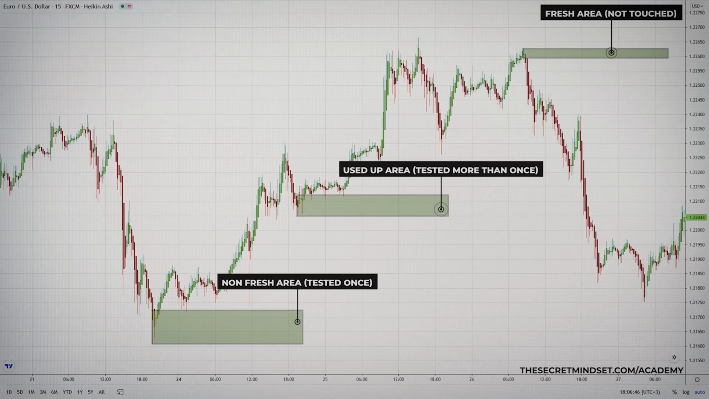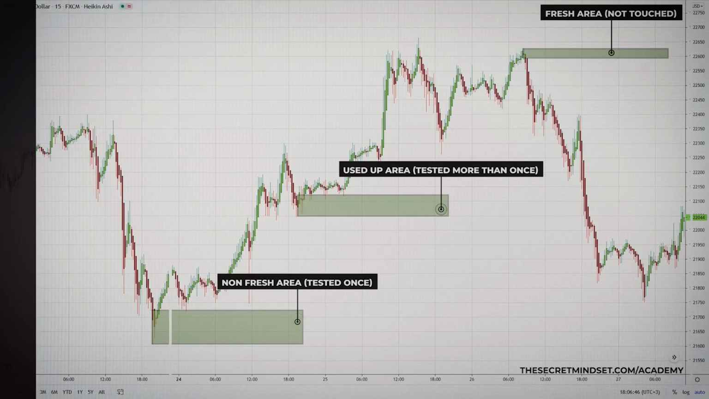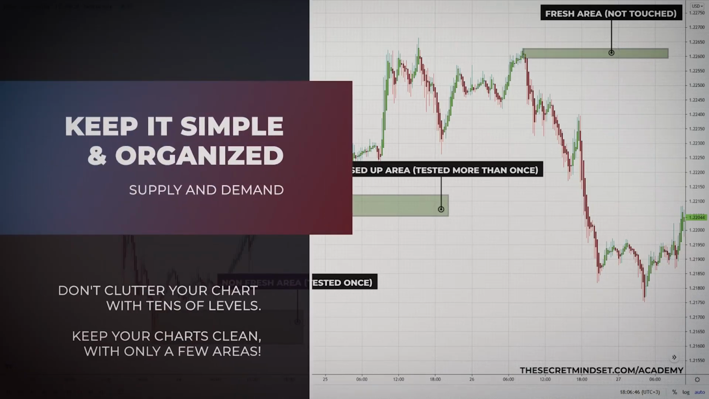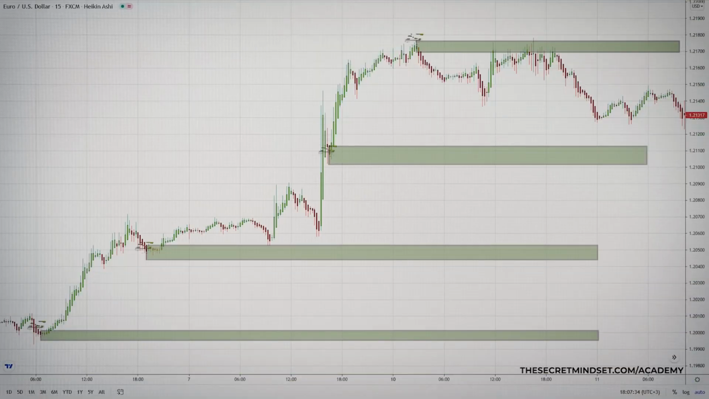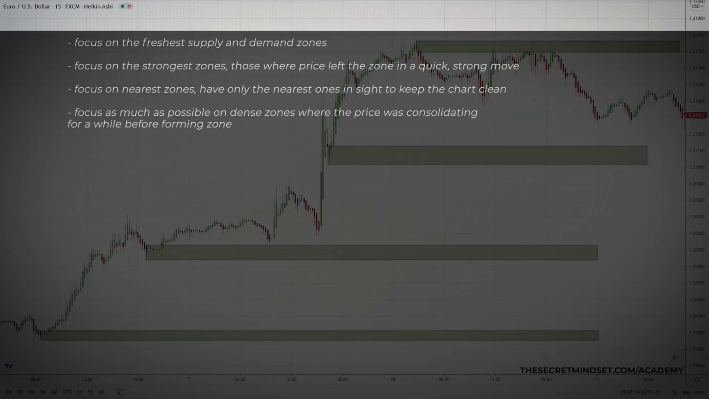Plotting these areas should be done with a logical and organized approach. Often, supply and demand traders tend to pollute charts with tens of levels, where the whole meaning of anticipating the rejections loses its value. So try to keep your charts clean. When it comes to efficient plotting of supply and demand zones on the Heiken Ashi chart, here are the main variables that you should follow, which will increase your efficiency a lot.